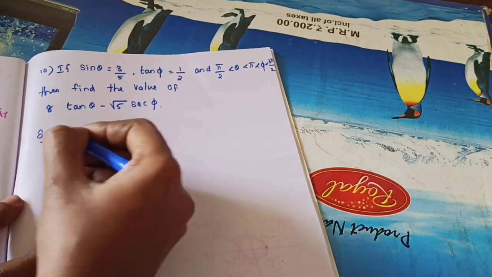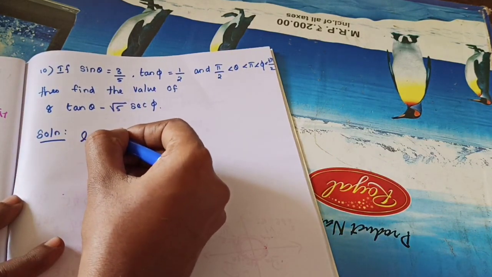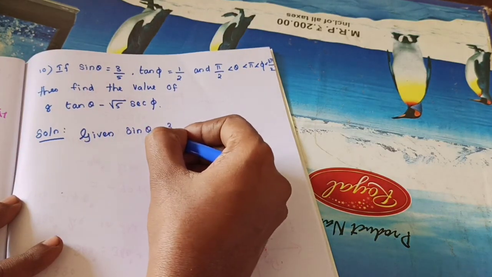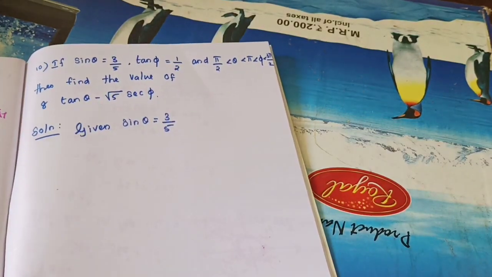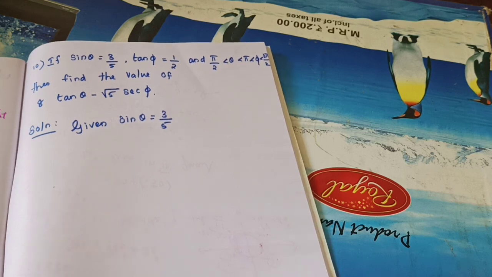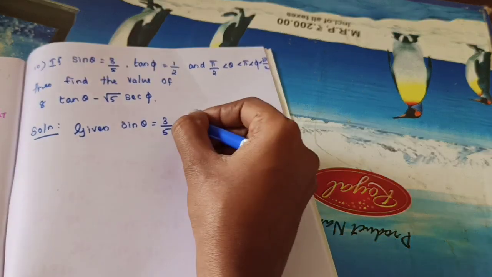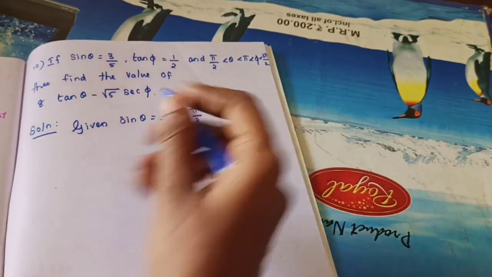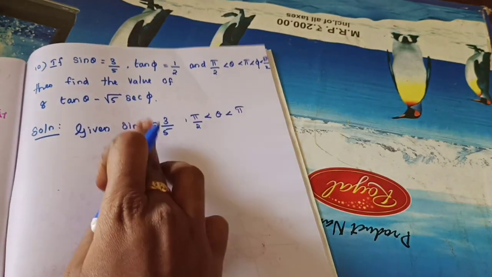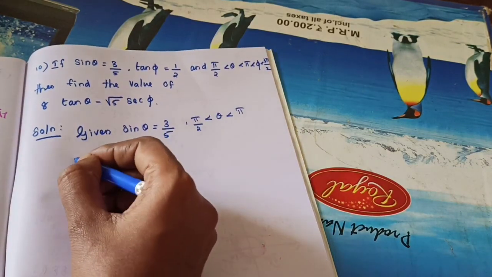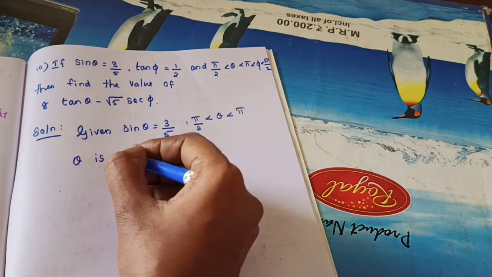Solution. What is the given value? Sin theta equal to 3 by 5. And the range is given as pi by 2 less than theta less than pi. Keep it in mind, here it is theta. So that one range alone I have written. Then theta is in which quadrant?